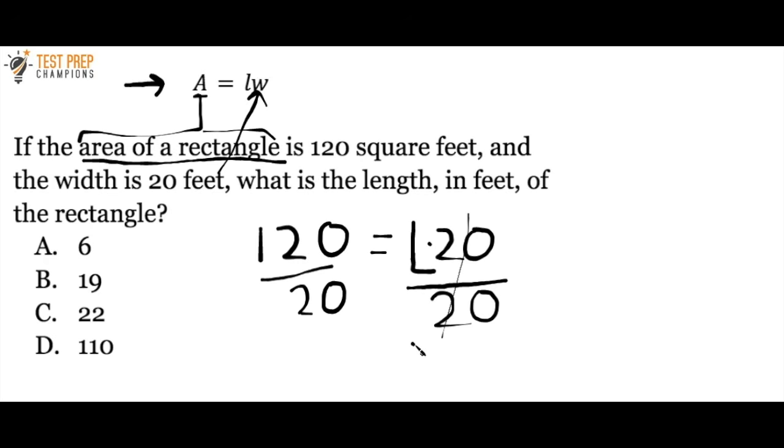So in the calculator, you would just do 120 divided by 20, which gives me 6. And we find that 6 equals L. So 6 is the right answer here.